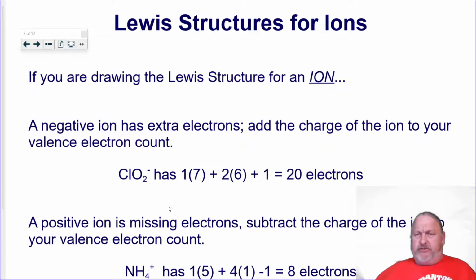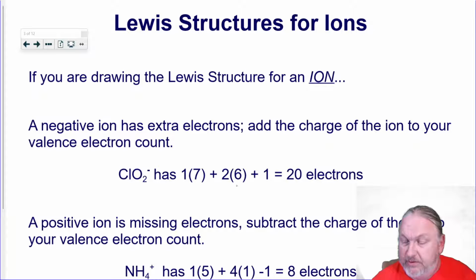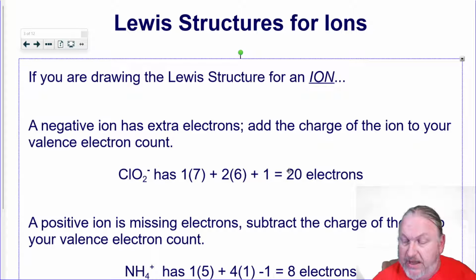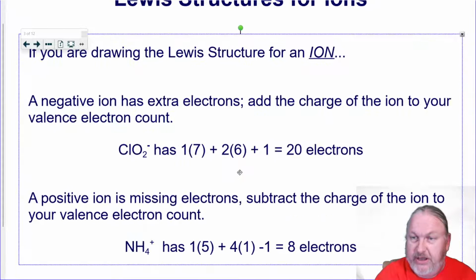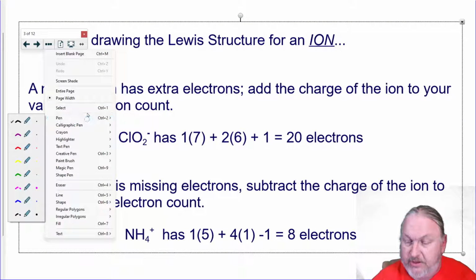So let's look at ClO2, 1 minus. Chlorine has 7 valence electrons. Oxygen has 6 valence electrons, and there are 2 of those, so that's 12, and it has a -1 charge. That means it has 1 extra electron, so this one would have 20 electrons. That's what we're going to draw with it.